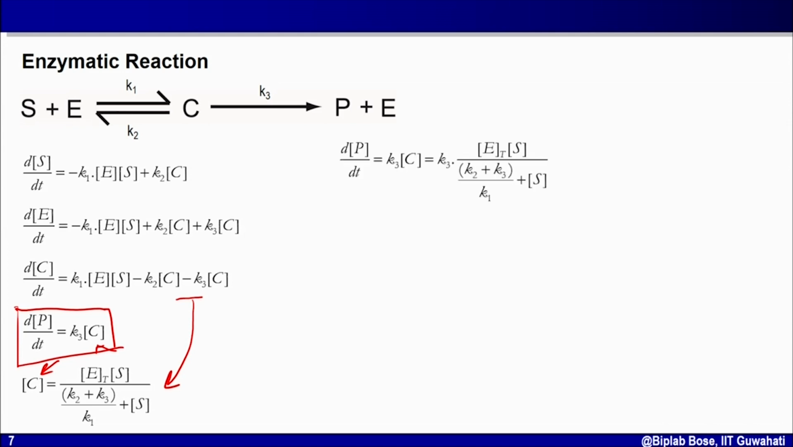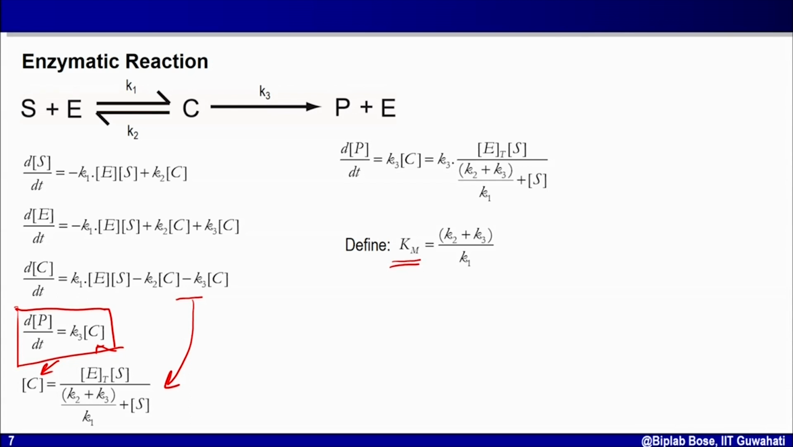So I can replace C by the steady state value of C, so dP/dt is equal to K3 into Et into S divided by (K2 plus K3) divided by K1 plus S. Now (K2 plus K3) divided by K1 is a well-known constant, and that is called the Michaelis-Menten constant. It is called Km. And remember, this is very common in biochemistry books.